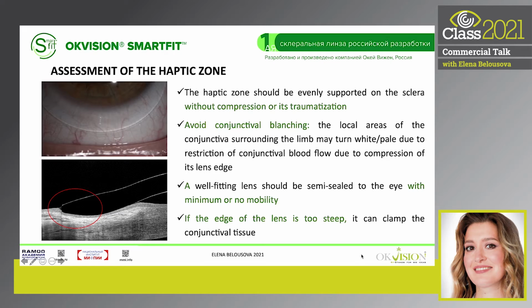A well-fitting lens should be semi-sealed to the eye with minimum or no mobility. And if the edge of the lens is too steep, it can clamp the conjunctival tissue. And on the picture on the slide, you can see the optimal connection of the edge of the lens with the sclera and conjunctiva.